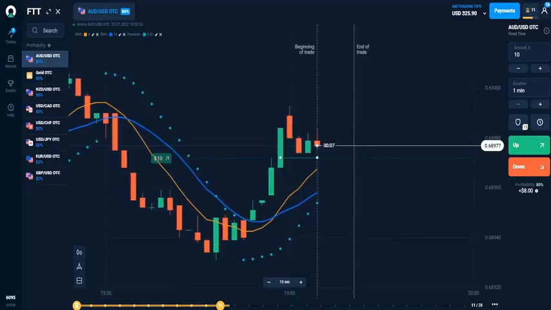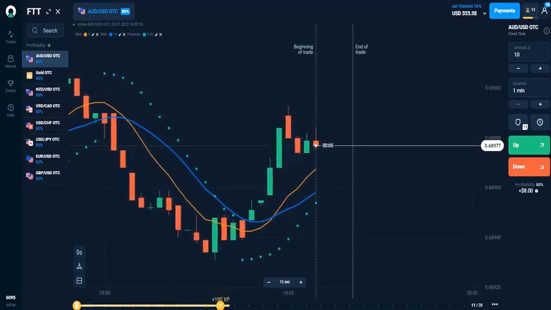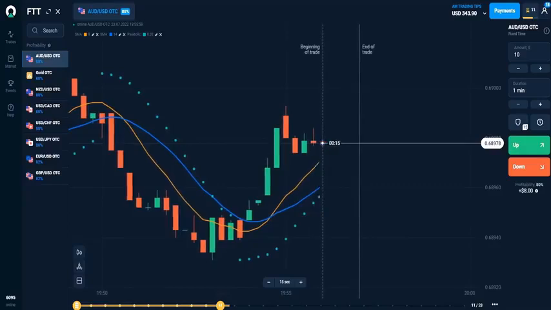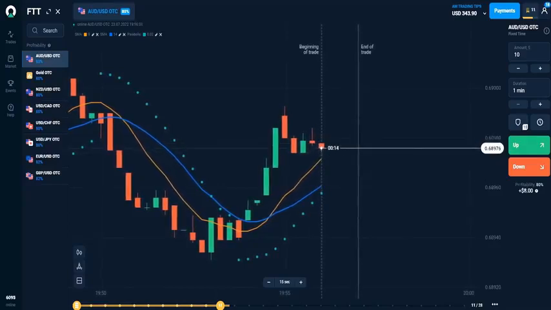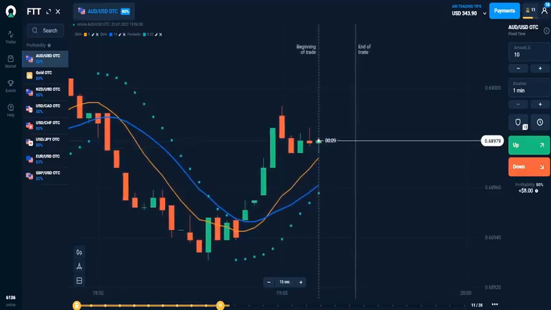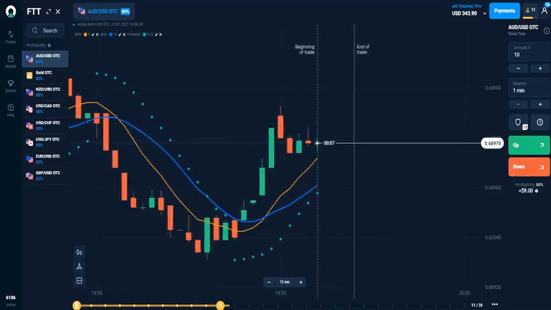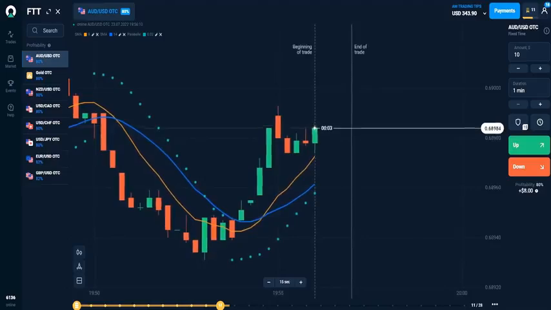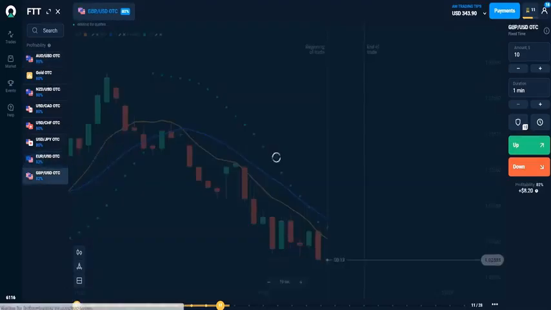Risk management tips: always trade smart. Stay calm. Don't trade with emotions. Risk only 1% to 5% of your capital per trade. Never risk more than 10% of your account. Start with a demo account to practice. Backtest this strategy on historical charts for better confidence.